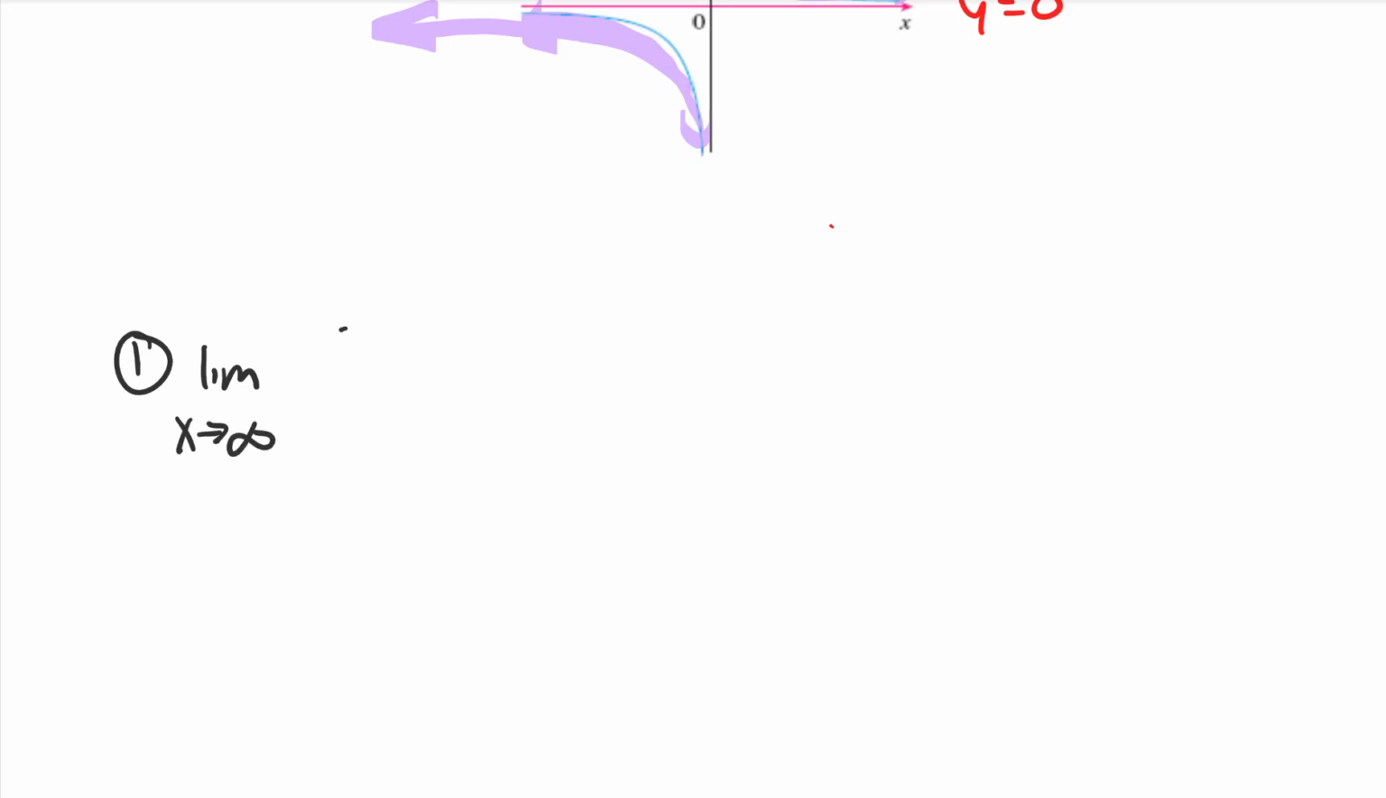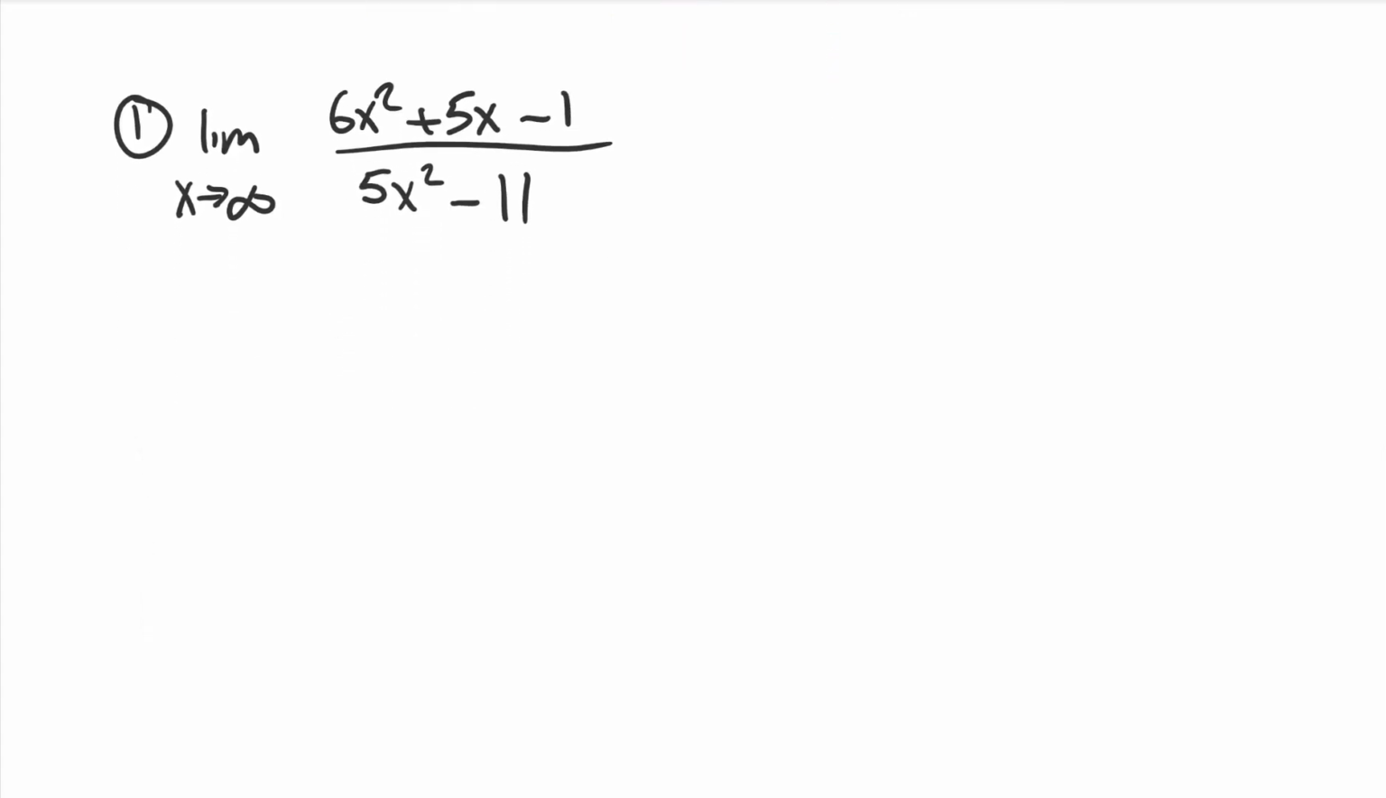Let's do an interesting one. 6x squared plus 5x minus 1 all over 5x squared minus 11. Okay. The answer is 6/5. The answer is 6/5. There's nothing to it. But I might ask you to show your steps. And it's cool to know the answer from algebra, but it's another thing to be able to show it. So when it's your homework, you don't have to show anything, you just write down the answer.